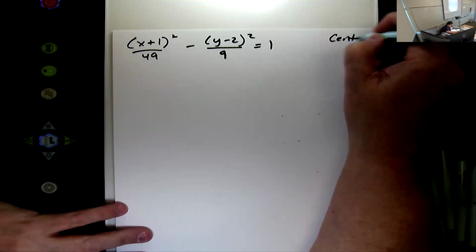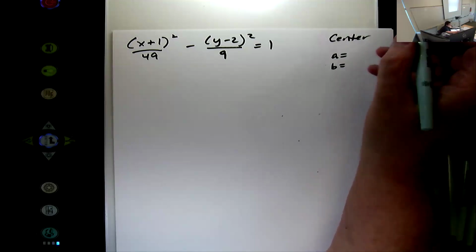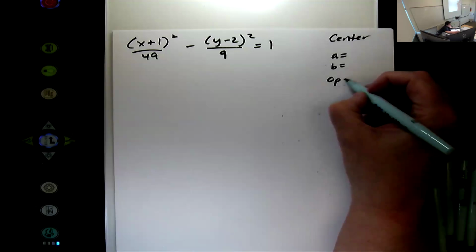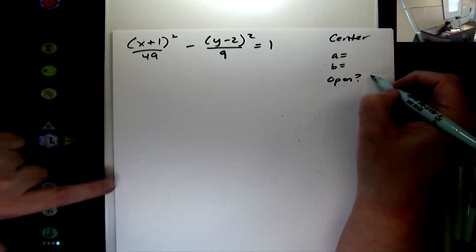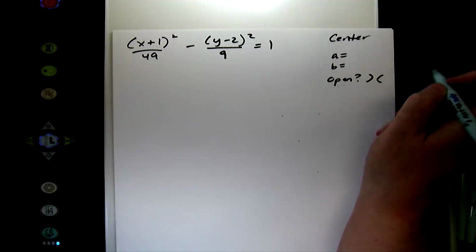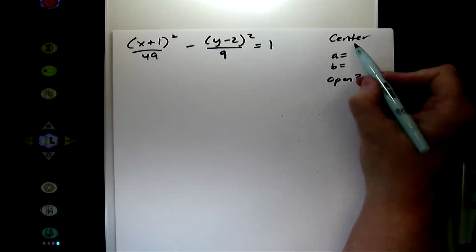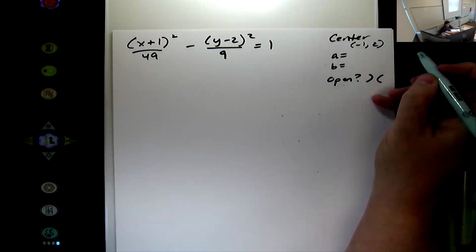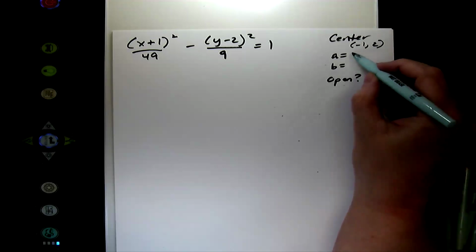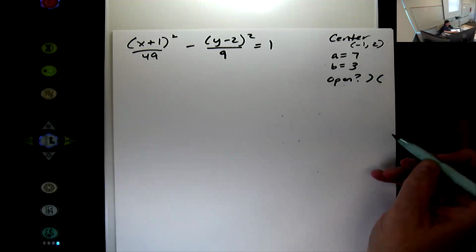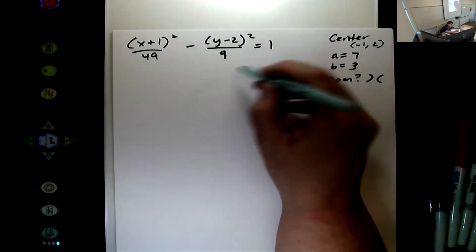So what's my center? And what's A and B? And which way do I open, up and down or left and right? Left and right. We're going to open left and right. Yes. The X is the positive term. What's the center? -1, 2. That looks right to me. Keep going, Jackie. Floor's all yours. A equals 7, B equals 3. Anybody disagree? Look good? Okay. So -1, 2.